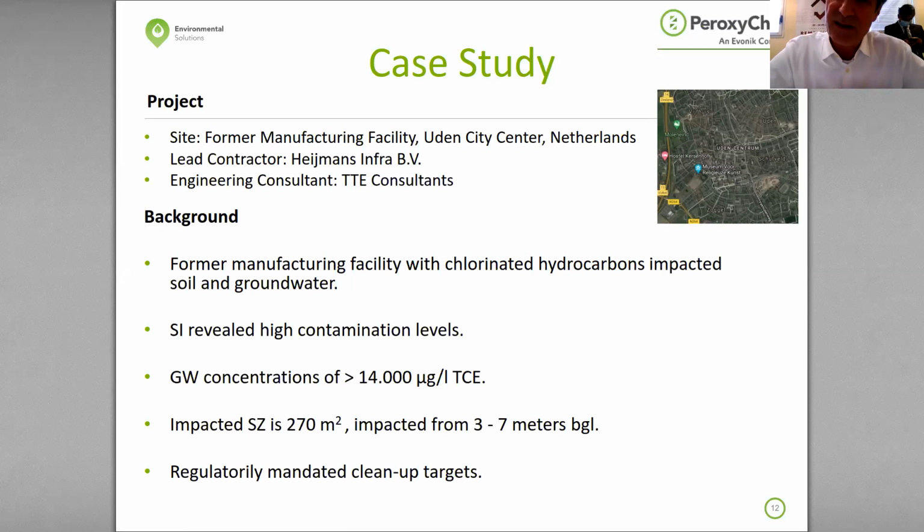Following demolition of the buildings in 2005, a detailed site investigation revealed fairly high contamination levels. In the groundwater aquifer, concentrations of over 14 micrograms per liter of trichloroethylene were measured, indicating the presence of a source zone. And the impacted source zone was 270 square meters contaminated in the saturated zone from 3 to 7 meters below ground surface level. For planned redevelopment of the site into residential area, the local regulatory authorities, as is usual, mandated remediation to their fairly stringent cleanup target levels.